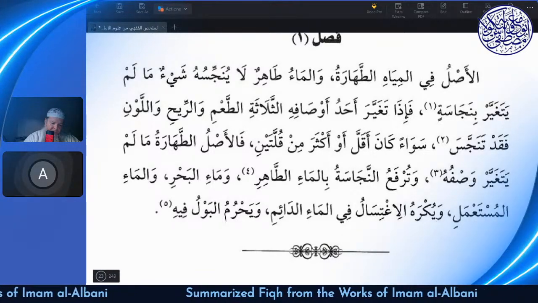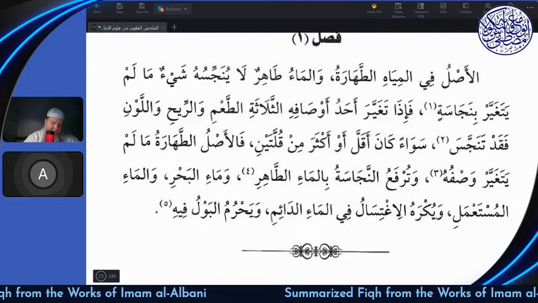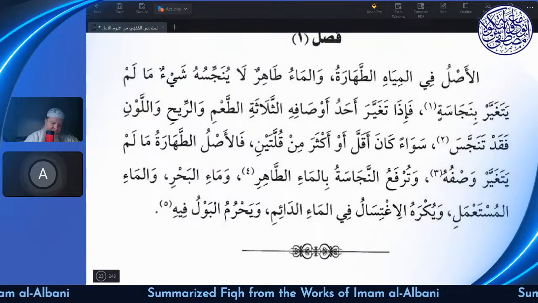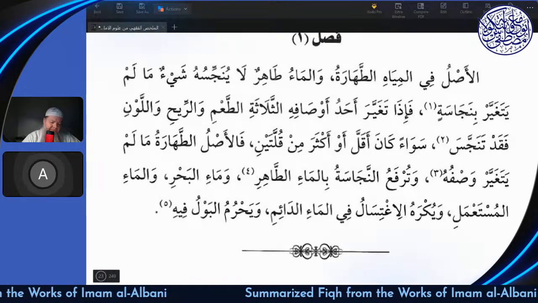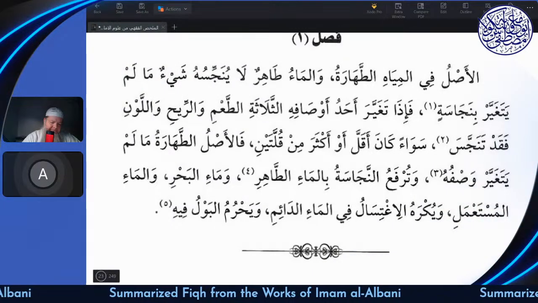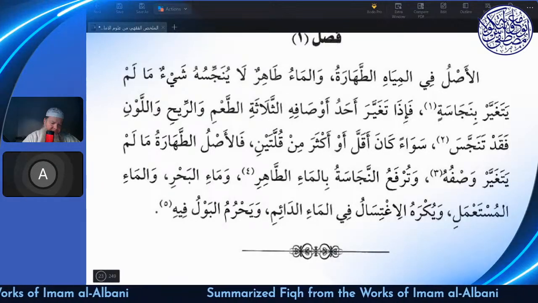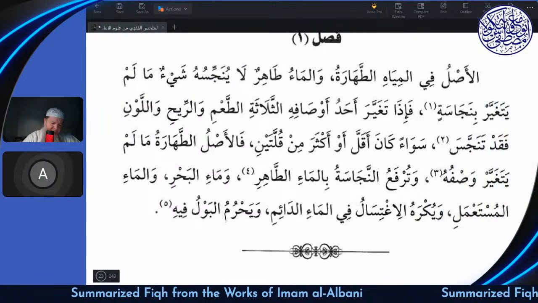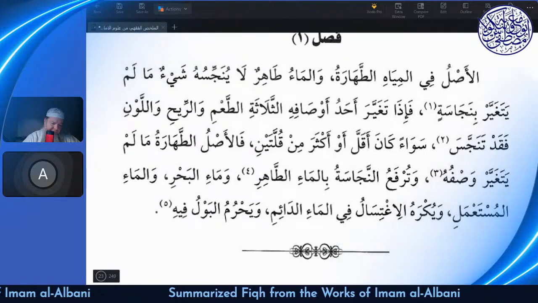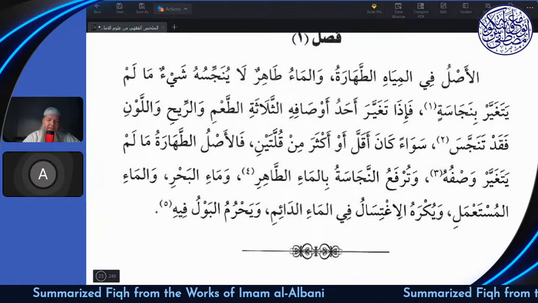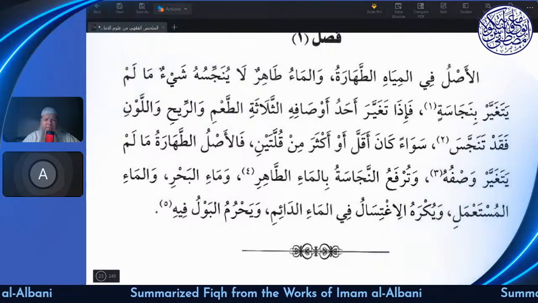So the origin, again, as you said, is purification, as long as the characteristics are not changed. وترفع النجاسة بالماء الطاهر, and impurities are removed with the pure water. وماء البحر, and the water of the sea. والماء المستعمل, and the water that is used. ويكره الاغتسال في الماء الدائم, and it is disliked to bathe in water that is still, not running. ويحرم البول فيه, and it is forbidden to urinate in still water.